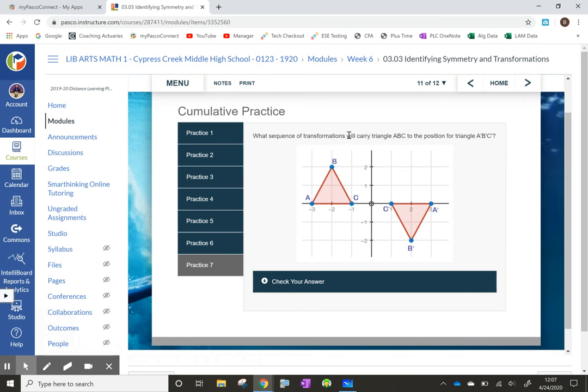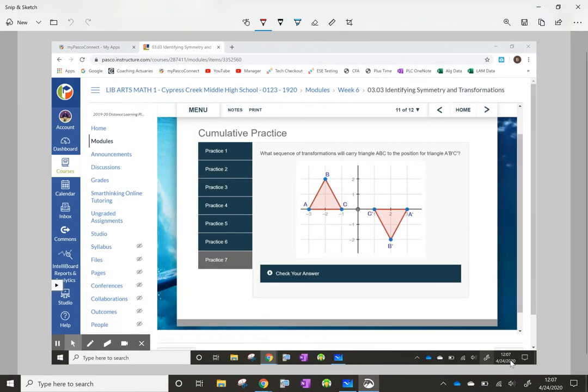And then what sequence of transformations will carry ABC to A prime, B prime, C prime? So it looks like this one simply just turned. So let me illustrate on this real quick. It looks like it's just a rotation, but let's check A. Yeah, from A to A prime, it looks like it just turned this way. From B to B prime, looks like again it turned. And from C to C prime, looks like again it turned. Obviously, it could go either way, so it looks like it's turned 180 degrees to me.